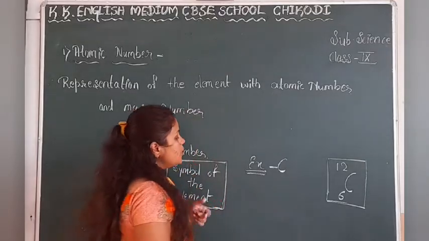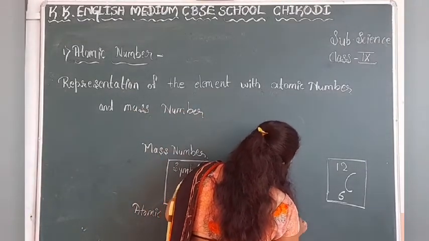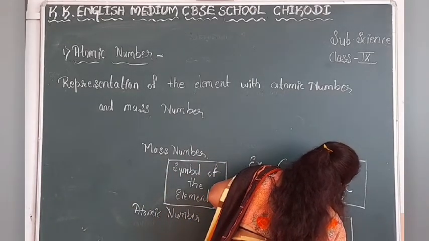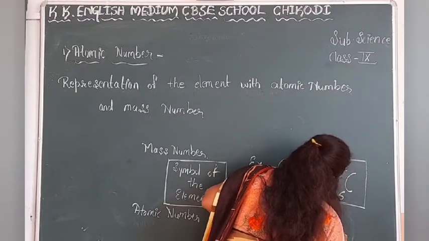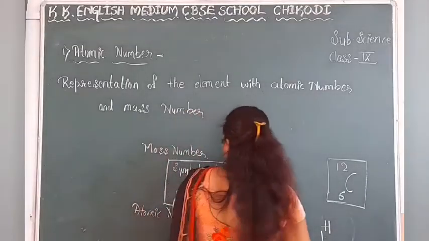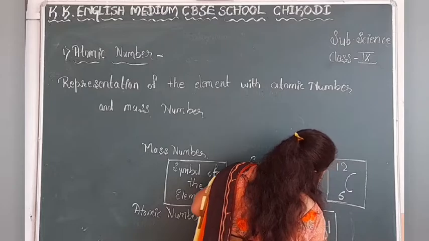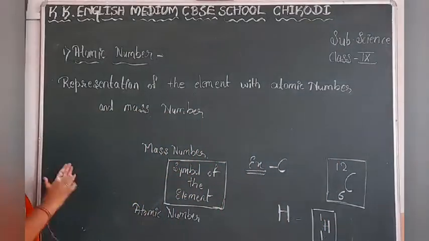Yes? If you are going to talk about the hydrogen, how are you going to represent this hydrogen? Atomic number is 1 and mass number is 1. So representation is finished. Okay. So this is the representation with atomic number and mass number.